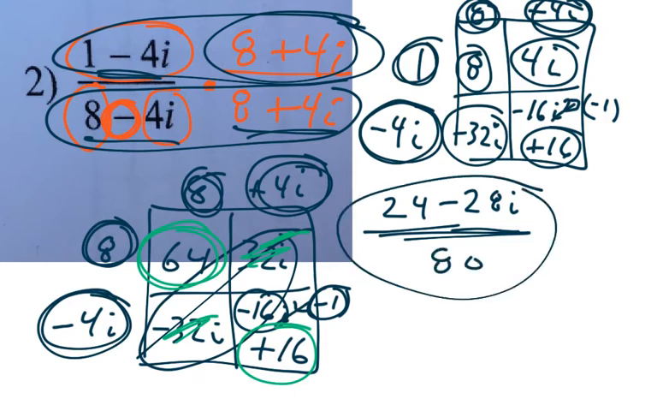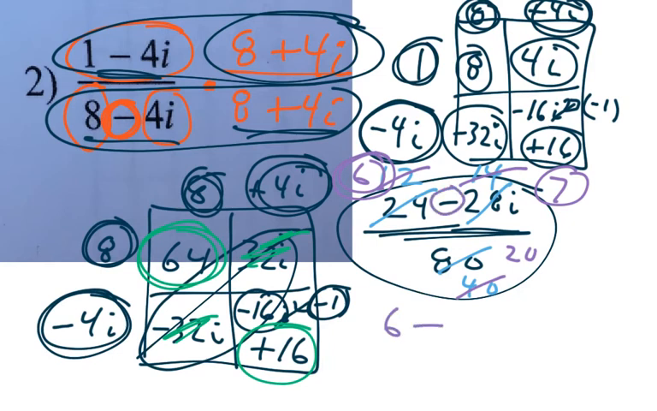Now, guys, there's my answer, except we need to simplify. Let's use the same trick I showed you before. They're all even. Let's divide by 2. Divide by 2, 12. Divide by 2, 14. Divide by 2, 40. Hey, they're still even. Let's divide by 2 again. Divide by 2, 6. Divide 14 by 2, 7. Divide 40 by 2, 20. So if you notice, we have 6, we have a minus. Watch your signs. Don't forget the i. So it's 7i over 20.